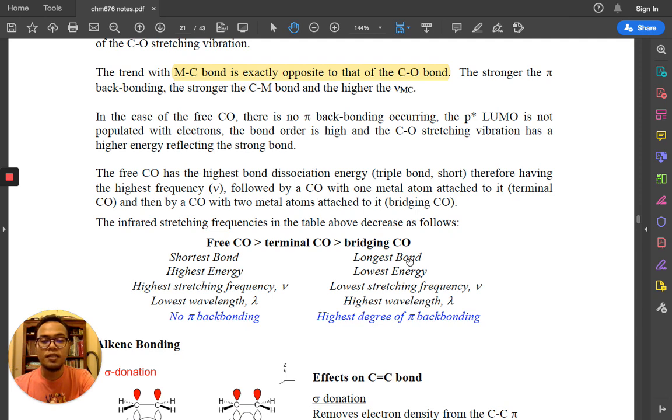So why is this happening here? Because we have the highest degree of pi back bonding. Why the highest degree of pi back bonding? Because bridging CO has two metals, compared to this one which has no metals at all.